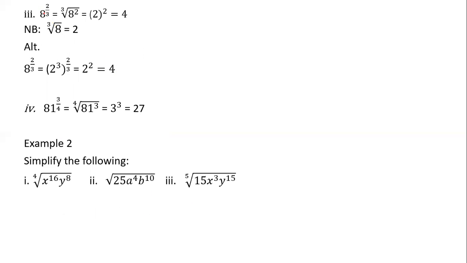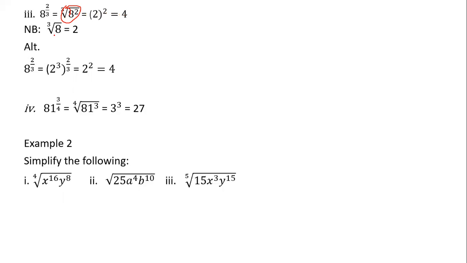The third one can be expressed as 8 power 2 all power 1 over 3, as I told you. Therefore, we have the third root of 8 power 2, as you see here. The third root of 8 is 2. Now raised to the power 2, it becomes 2 power 2, equal to 4.